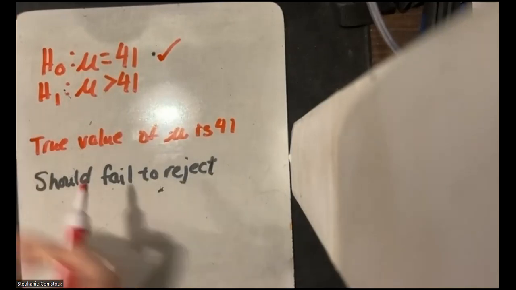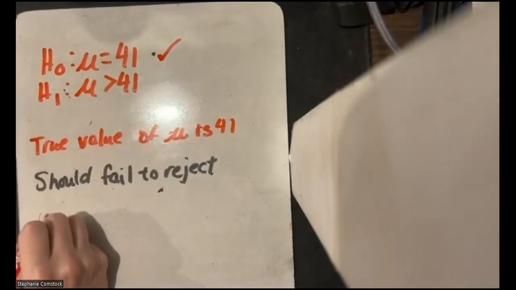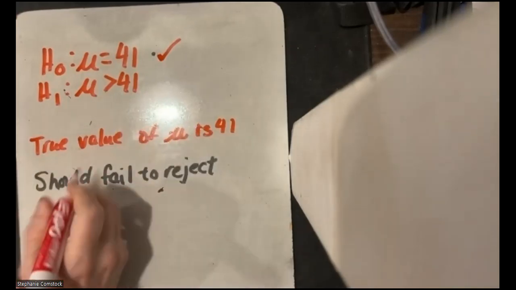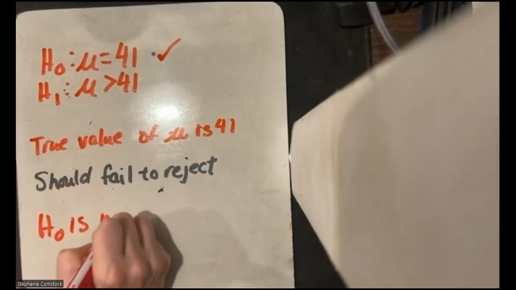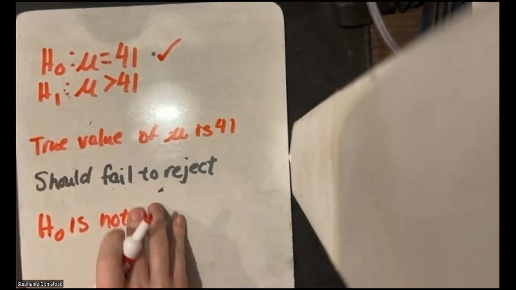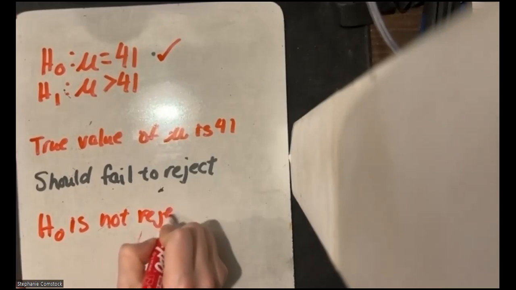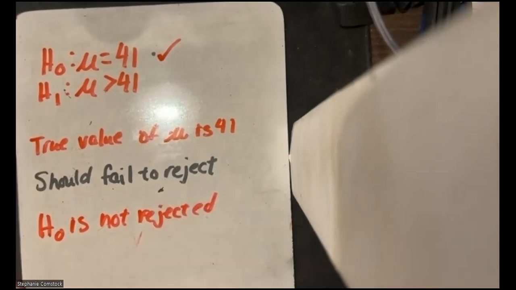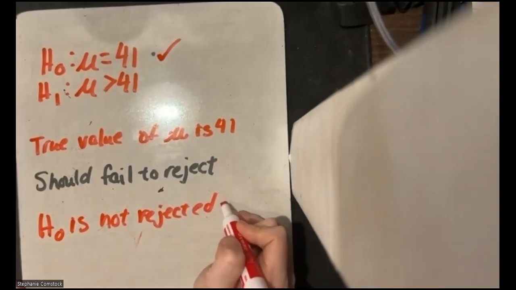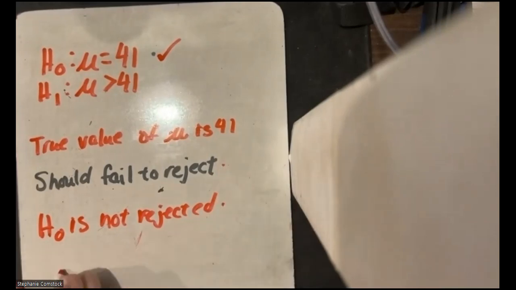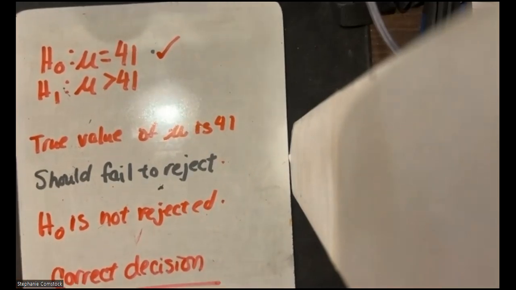Now, it says this is the true value. H naught is not rejected. I failed to reject. We match. This is a correct decision.